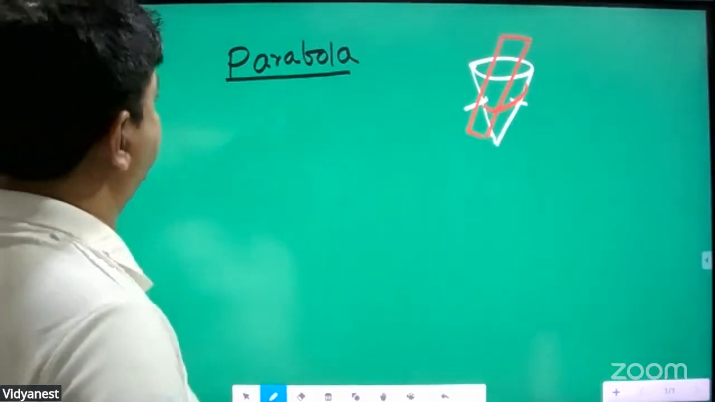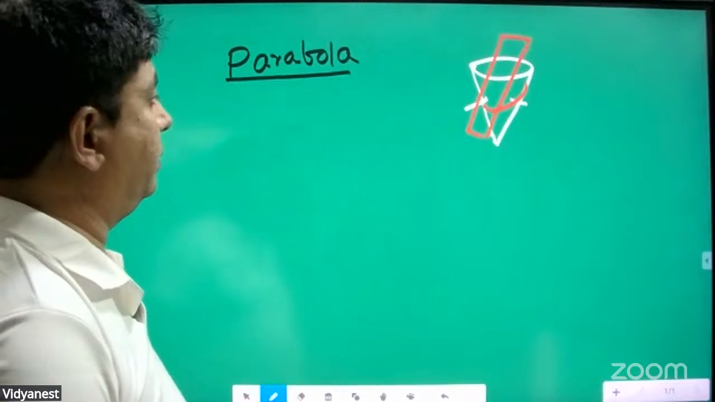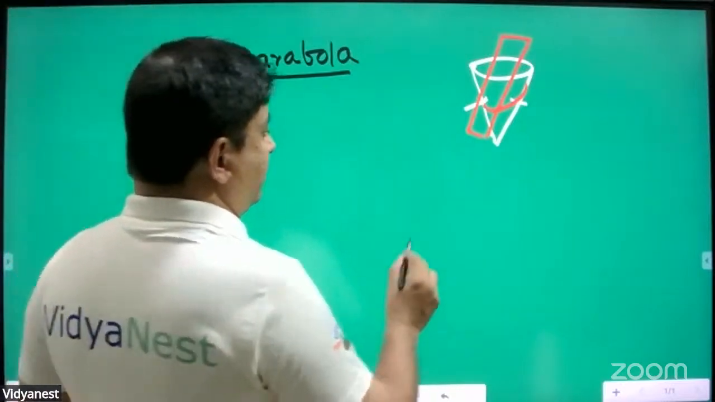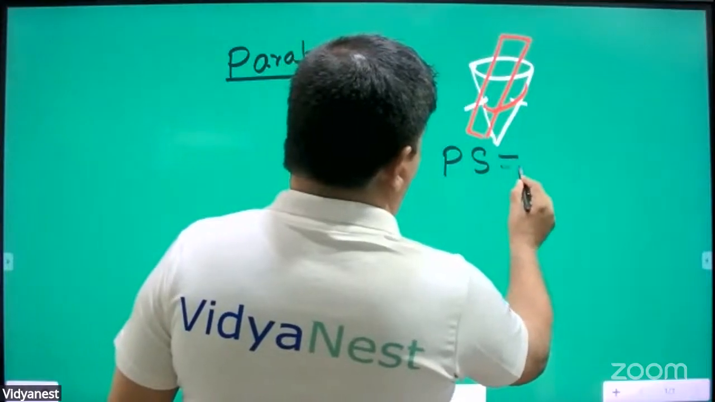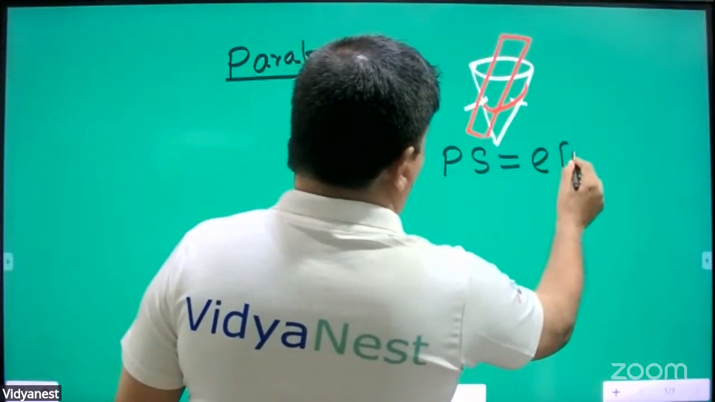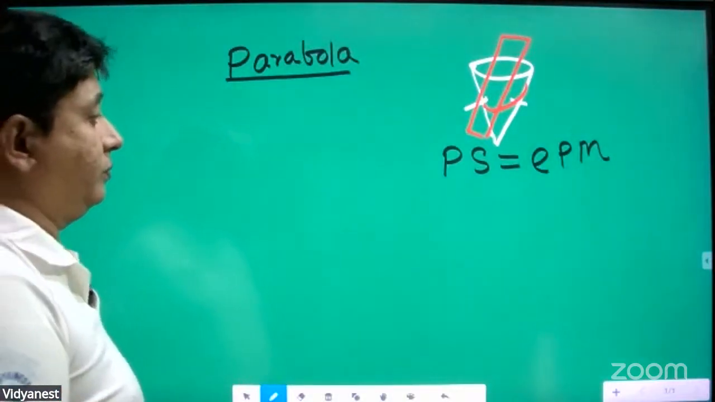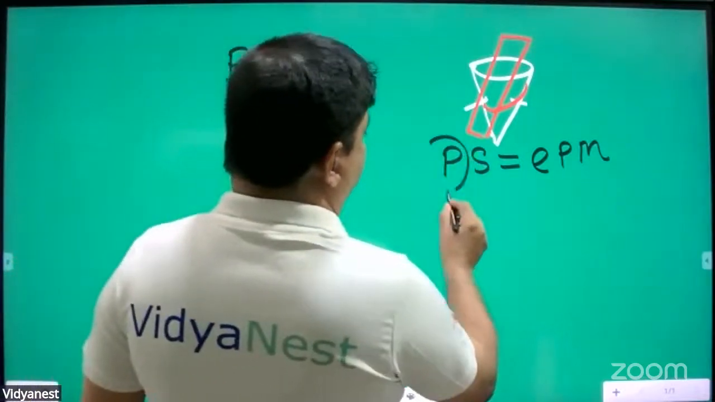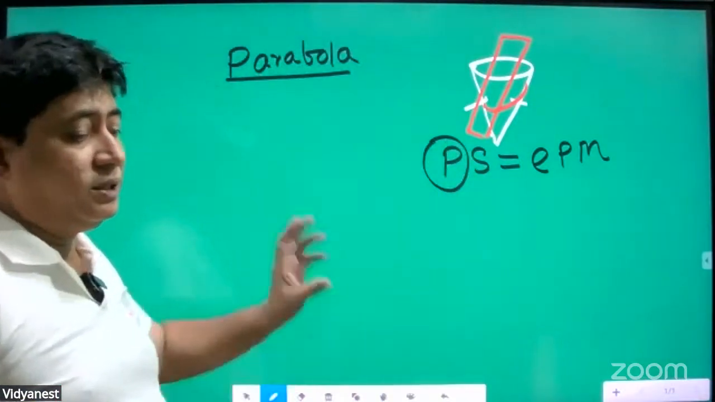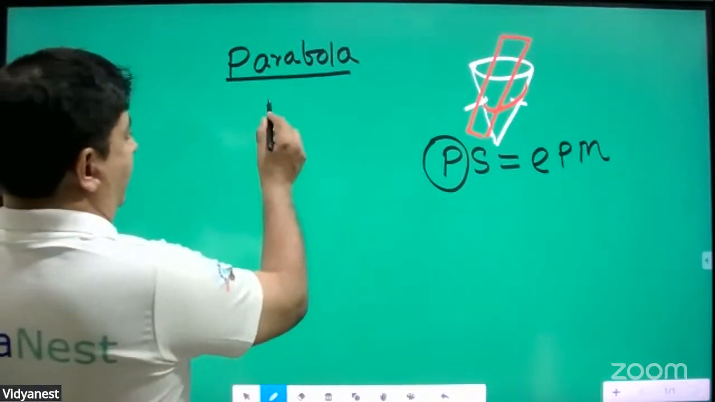See, now in conic section, there will be a rule you have to follow. PS is equal to EPM. What is P? P is a variable point, and S will be a fixed point. P is a variable point like this.